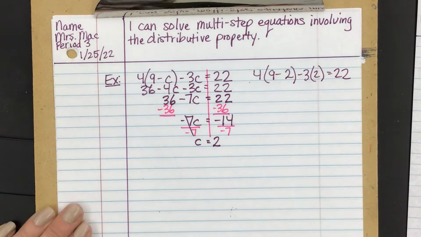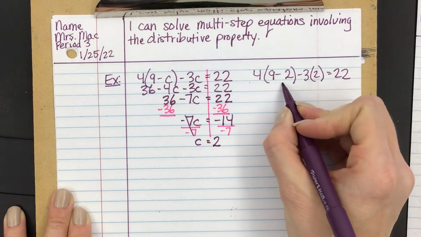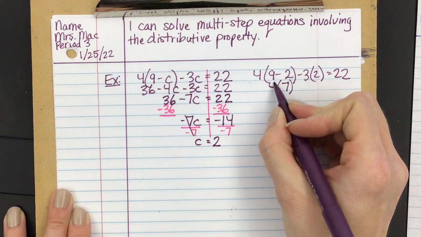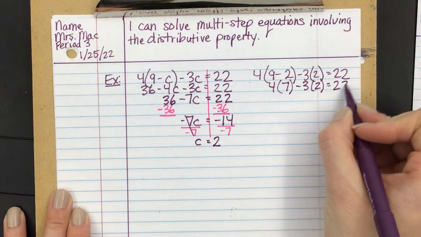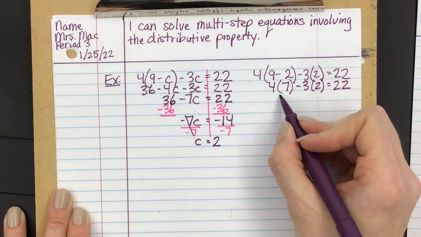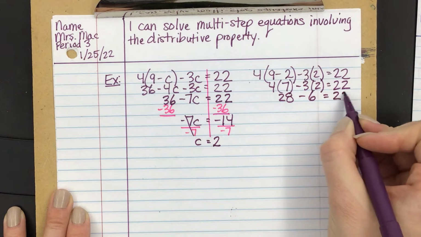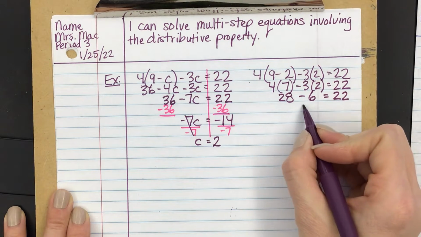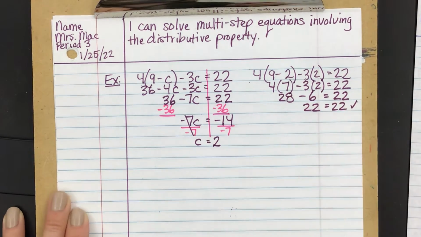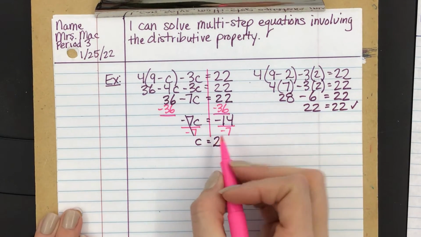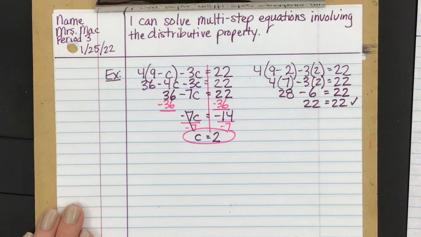Okay. Now, order of operations. We're going to simplify our grouping first. Then we multiply. Then we subtract. And you can see that since the two sides are equal, we can say, yep, our solution is c is equal to 2.